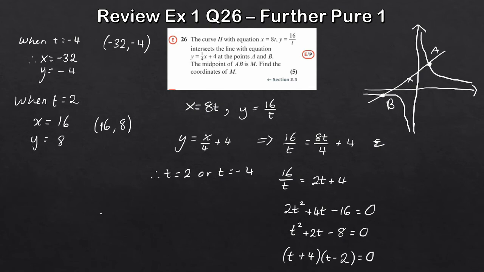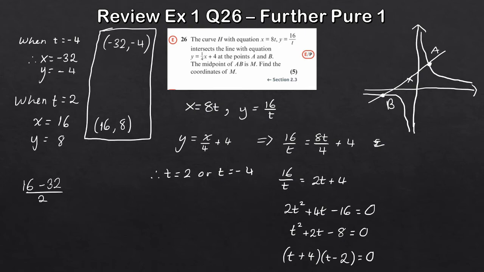So how do we do that? Well, all we're actually doing here now is some really basic GCSE maths. We're finding the midpoint of these two coordinates. So remember, add your x coordinates together, divide by 2. Do the same with your y, and we've done the question. So 16 minus 32 divided by 2. This is the midpoint M. And then the same with the y coordinates, 8 minus 4 divided by 2.